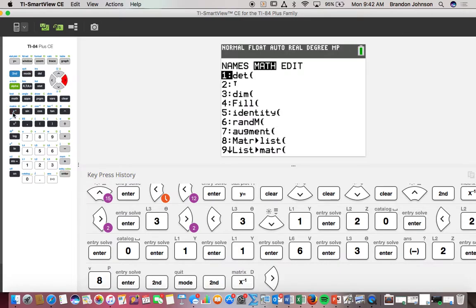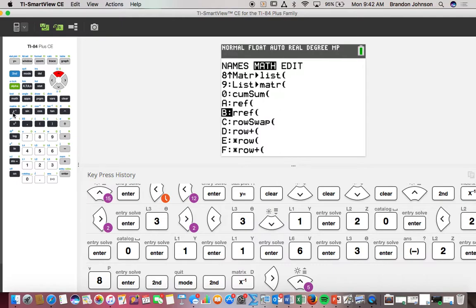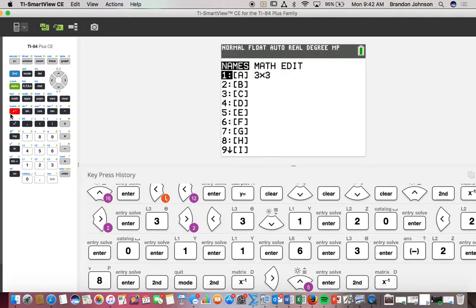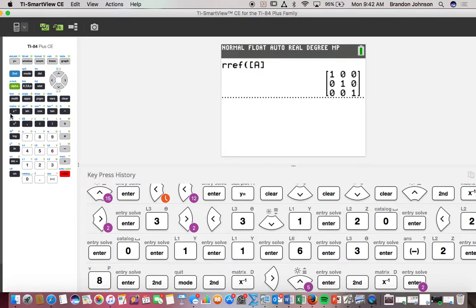Go to second x to the -1st. Go down to math. REF. Come back to second x to the -1st with that a. And this is what we get. Okay. Now let's talk about what this equals. So what does x equal? 1, 0, 0, right? Let me make sure.